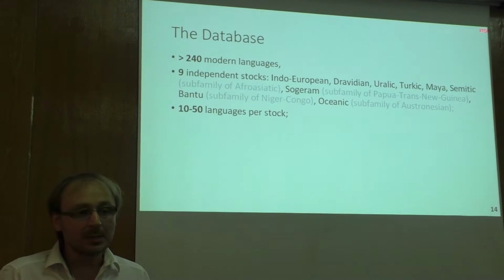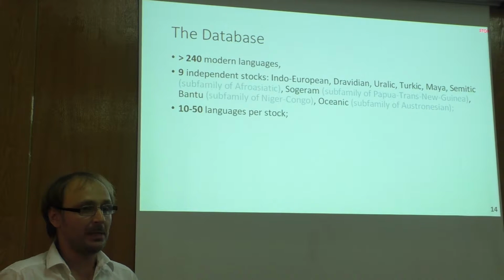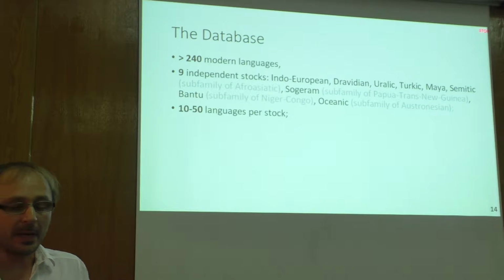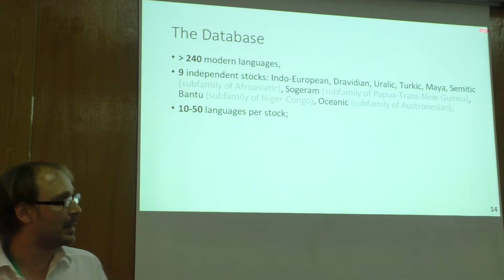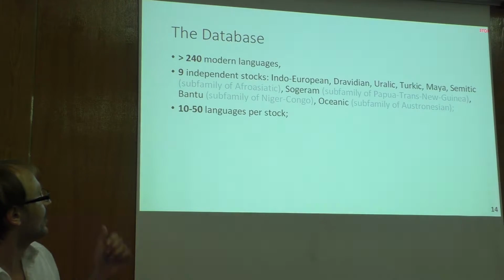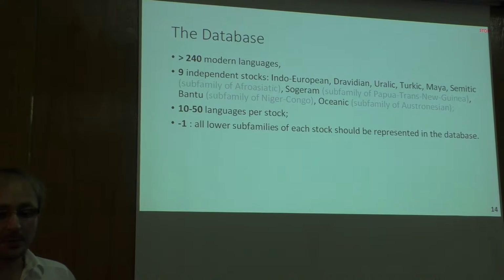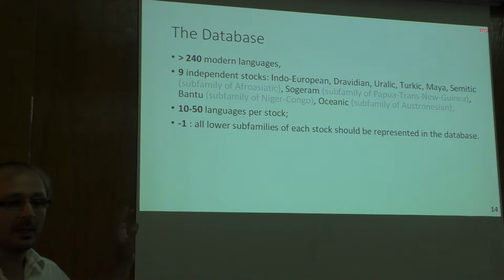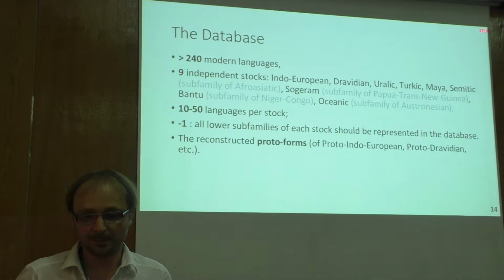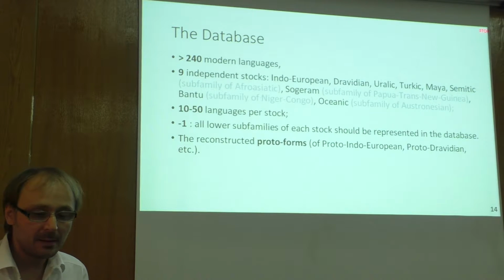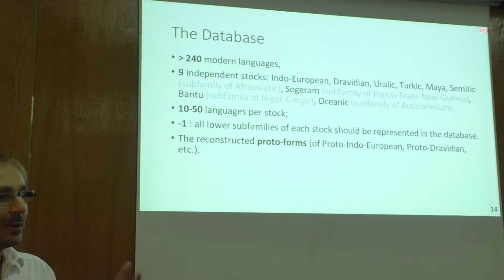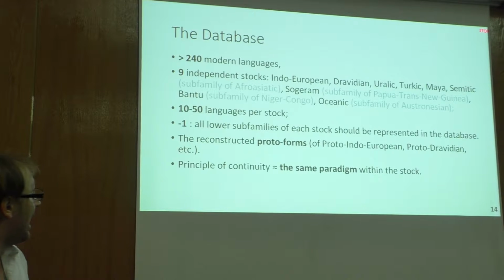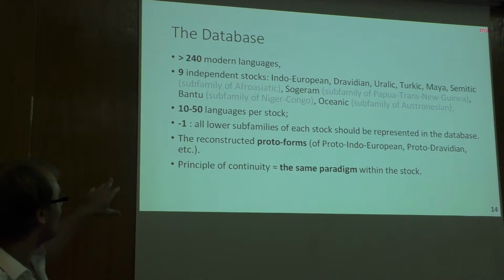I'm crucially interested in how the modern languages develop what was originally inherited from the respective proto-language. Depending on the family, I have approximately 10 to 50 languages per stock. That yields 240, so that all of the subfamilies are more or less evenly represented in the database. In addition, I take the reconstructed protoforms, which were manually reconstructed by the historical comparative method in the authoritative literature. And crucially, what I call the principle of continuity.